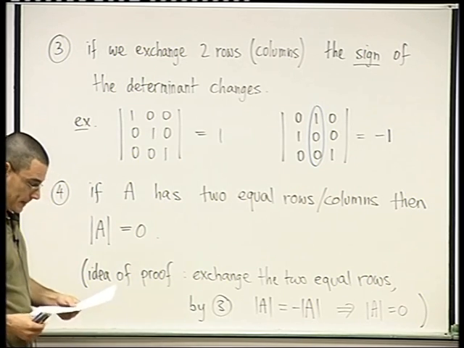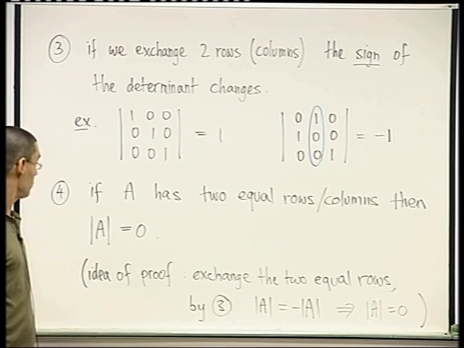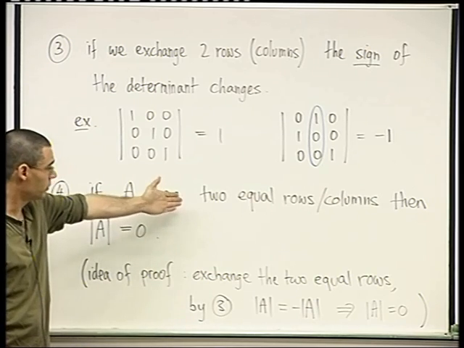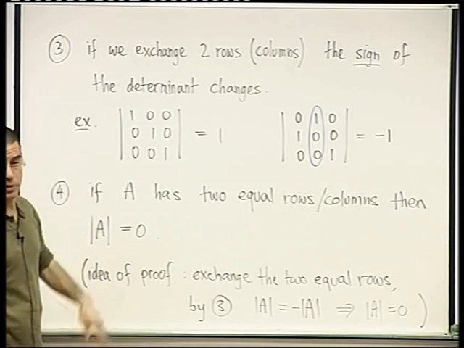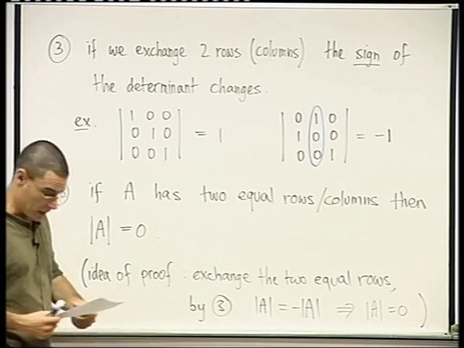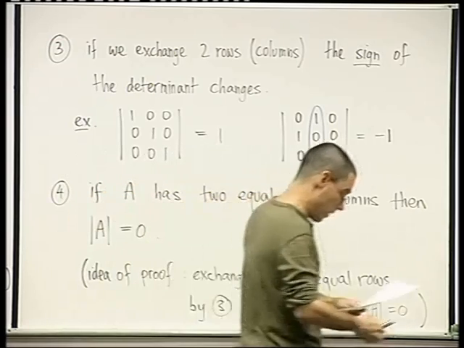Doesn't it suffice to say there's a row of zeros? No, there isn't. If it has two equal rows, that doesn't mean there's a row of zeros. All I'm saying is that two rows are the same. Okay, property number 5.